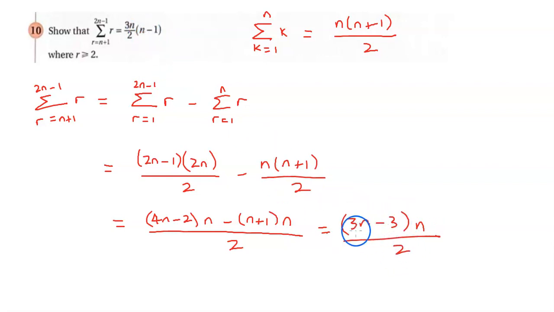We can factor the 3 out. And so that is 3n times n minus 1 divided by 2, which is exactly what it was supposed to be. And that question, I think, is way easier than what I made it look. But, well, I still got to the answer. Okay, so that'll do for question 10.